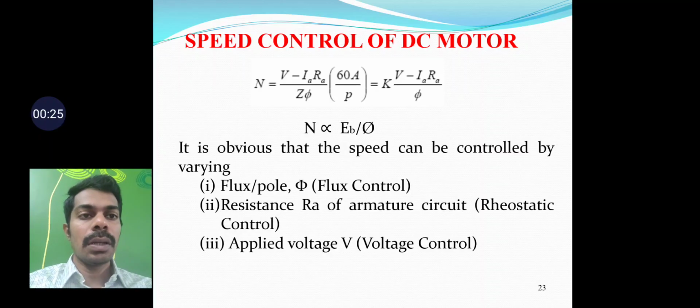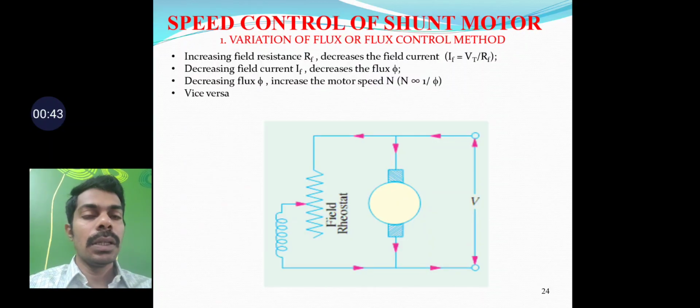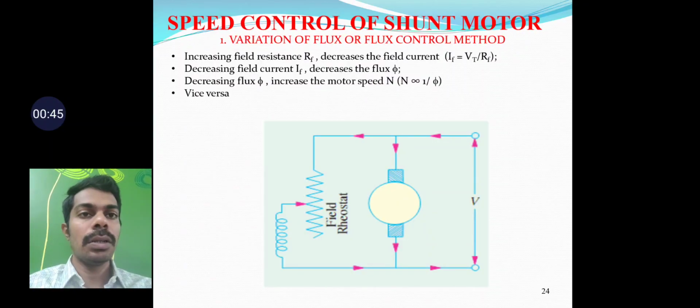From this equation we can see that the speed can be controlled by varying the flux, resistance, or the applied voltage, that is, flux control method, rheostatic control method, or by varying the applied voltage. First we see the speed control of shunt motor, that is, variation of flux or flux control method.